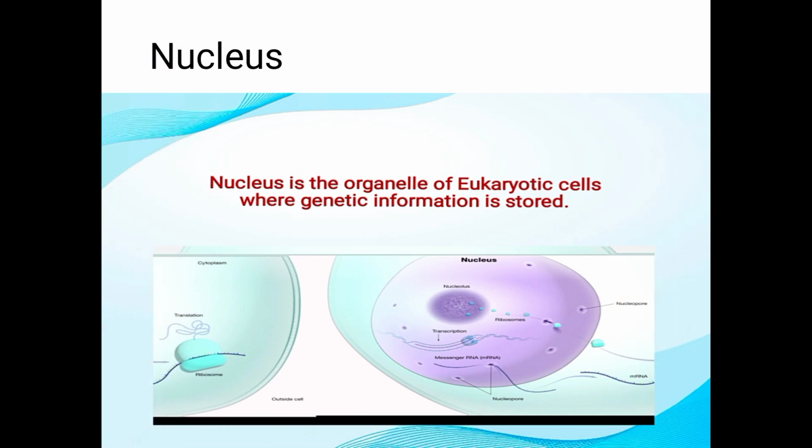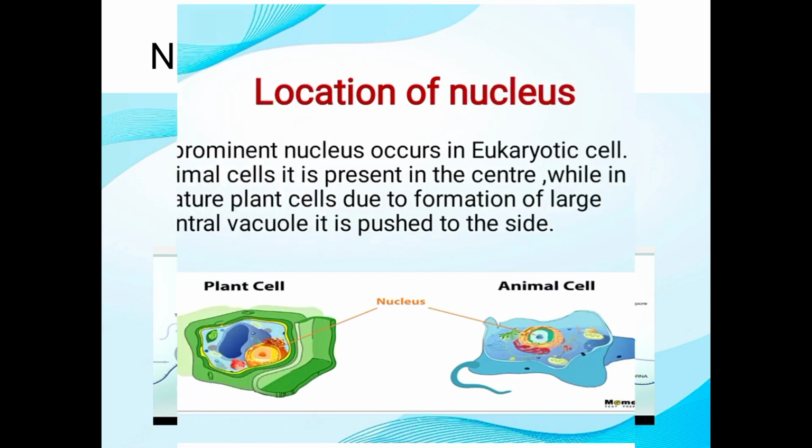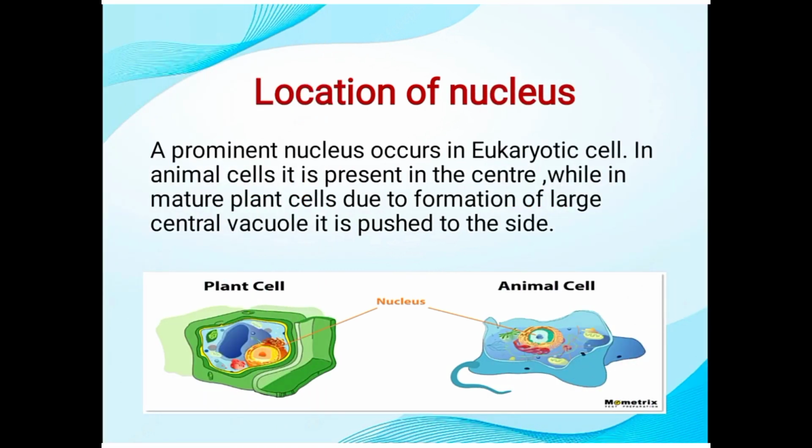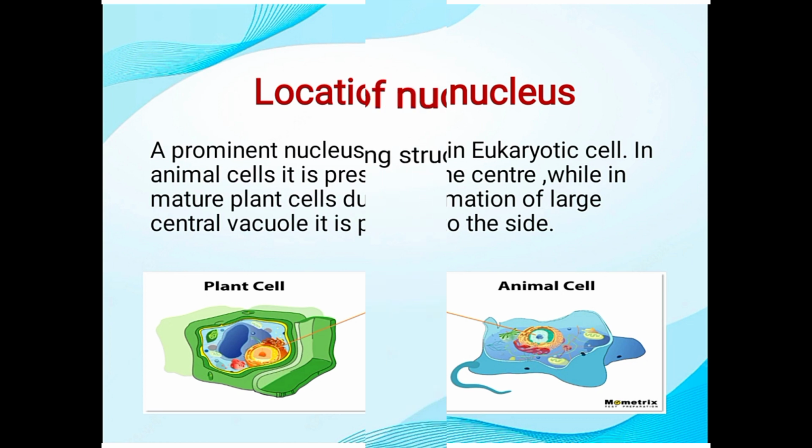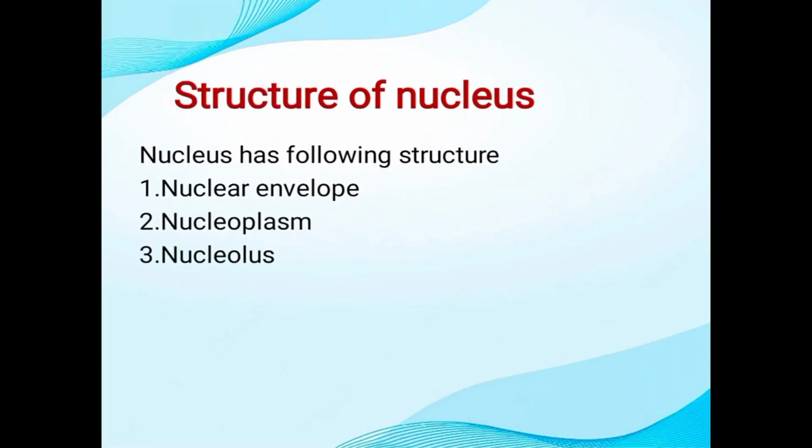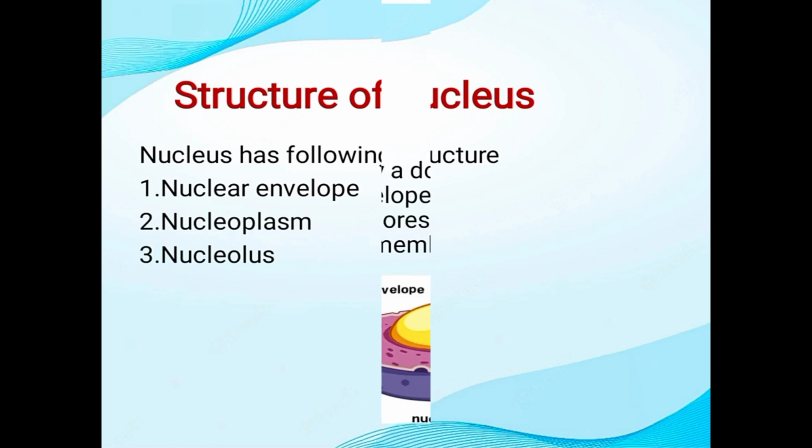Nucleus. Nucleus is the organelle of the eukaryotic cell where genetic information is stored. A prominent nucleus occurs in eukaryotic cells. In animal cells, it is present in the center, while in mature plant cells, due to the formation of a large central vacuole, the nucleus is pushed to a side. Nucleus has the following parts: nuclear envelope, nucleoplasm, and nucleolus.